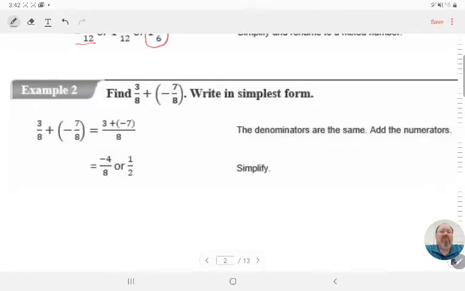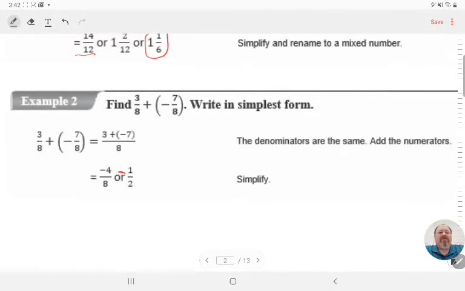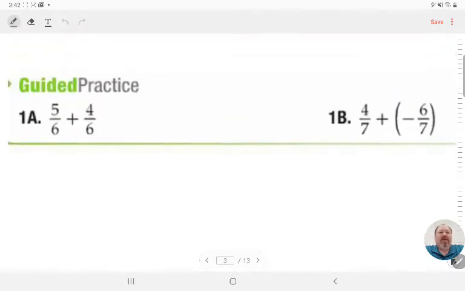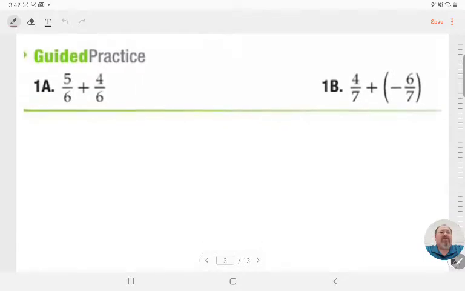Or negative 1/2, okay? Should be a negative right there. Negative 1/2. All right. So now let's try a couple of those, or have you try a couple of those. Try those, see what you do, and then come back and let's see how you did, okay?